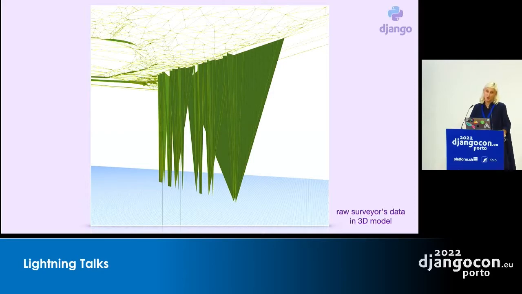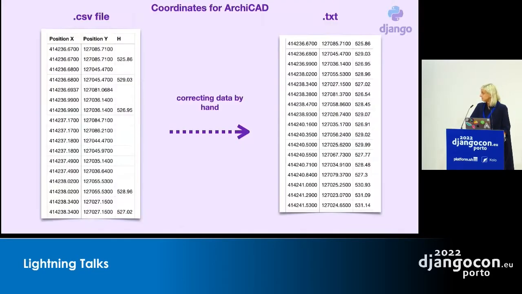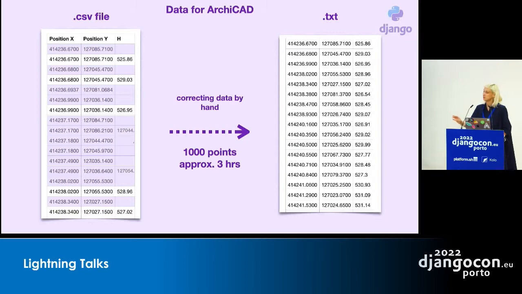So, what I did is make a CSV file from AutoCAD and correct it. Delete everything that you see here in purple because that's just white noise that makes the file for AutoCAD unreadable. So you can do this by hand. It takes about 3 hours and you make a bunch of mistakes.